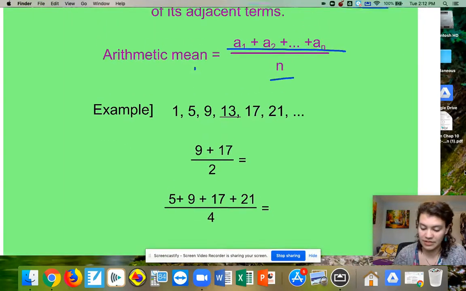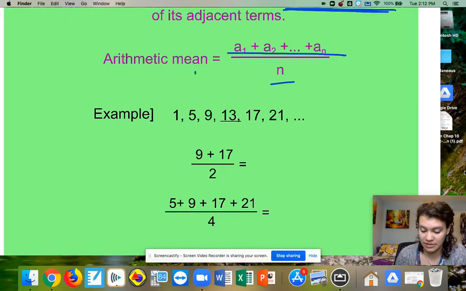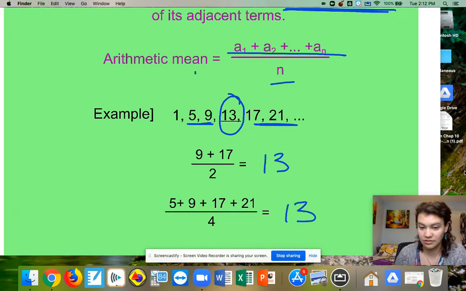But here, if you have a sequence, if it's an arithmetic sequence, if I want to find this term, I can add the terms on either side and end up getting that term. It's the average of the other terms. So here, if I wanted to add 2 on each side, divide by 4, you should still get 13.